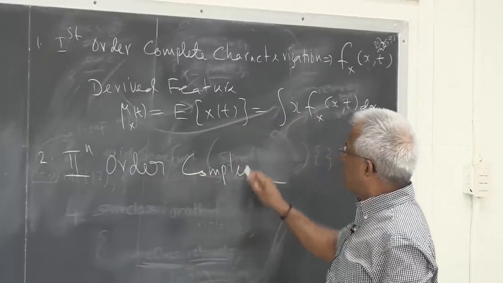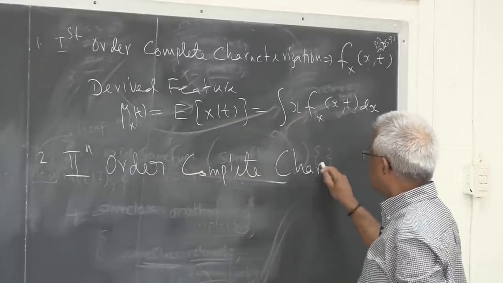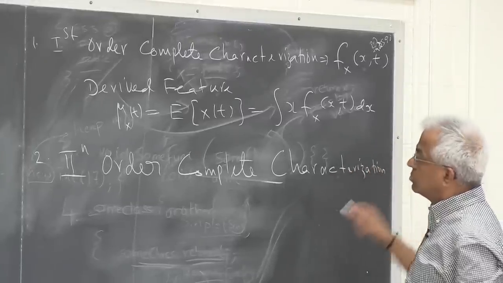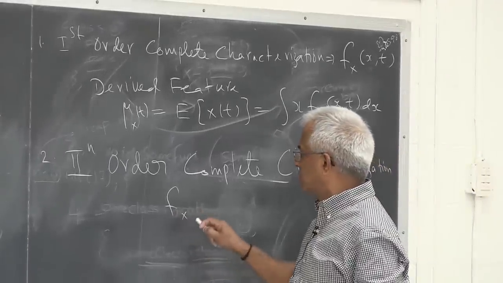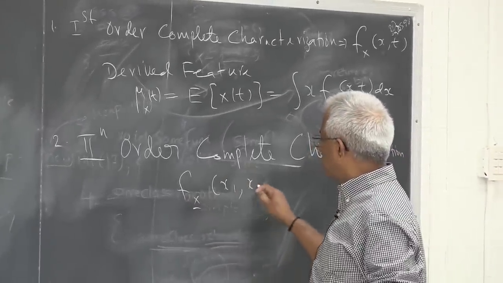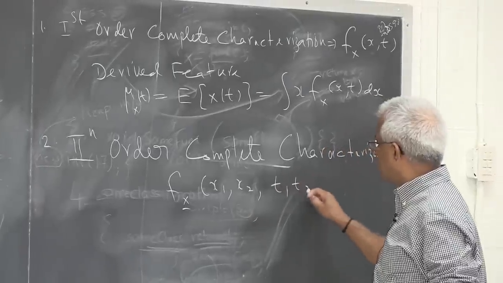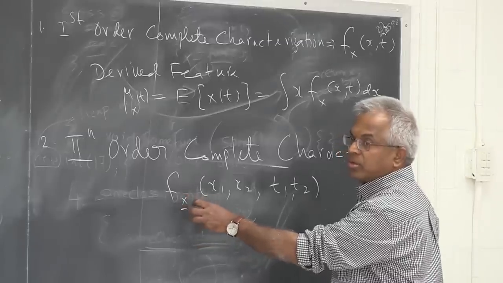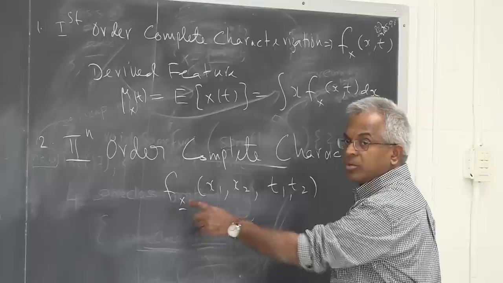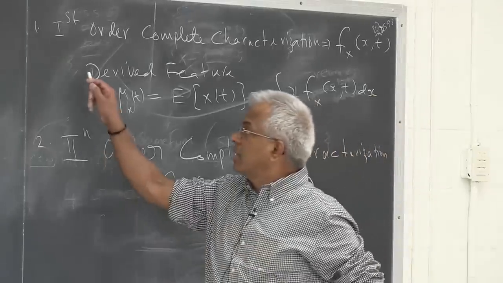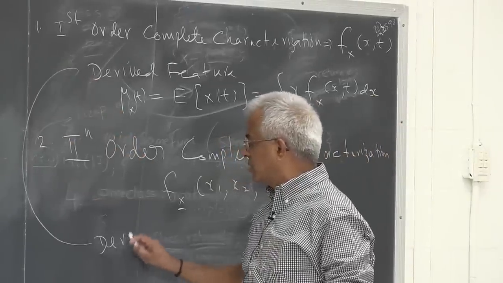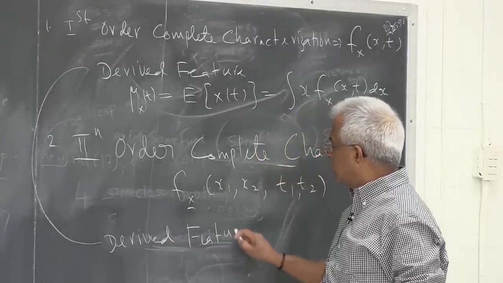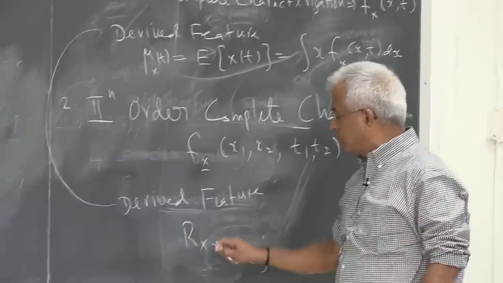Similarly, this is a second order characterization. So second order complete characterization is using the joint density function of two random variables. So when I write like this, I mean whatever random variables are there. If there are three of them, this will be x1, x2, x3. And again, like here, you can have a derived feature, which is the autocorrelation function, which we went through several times.